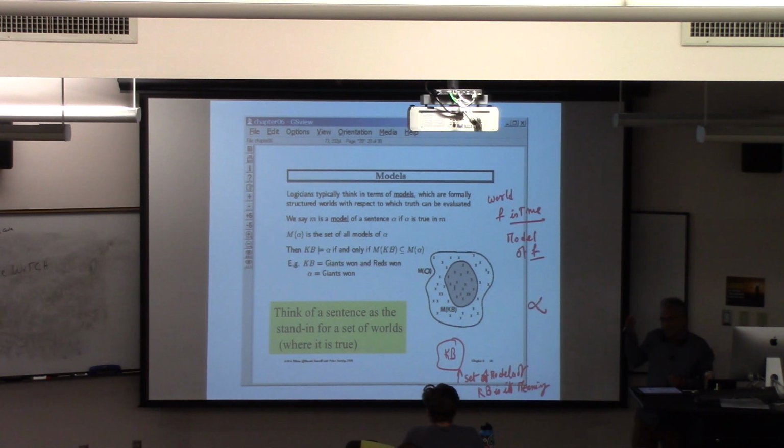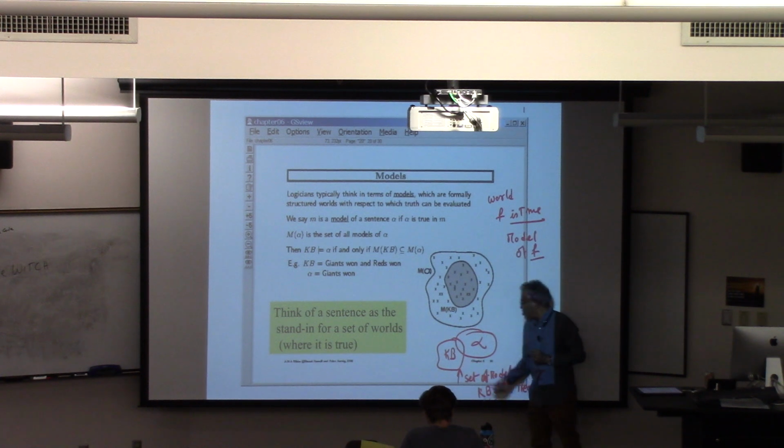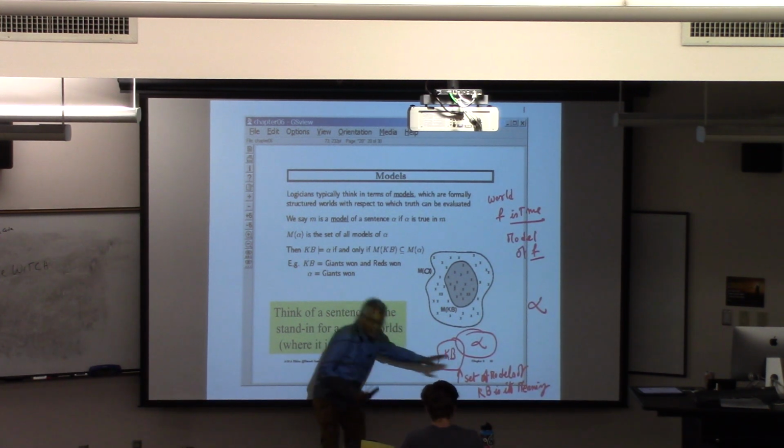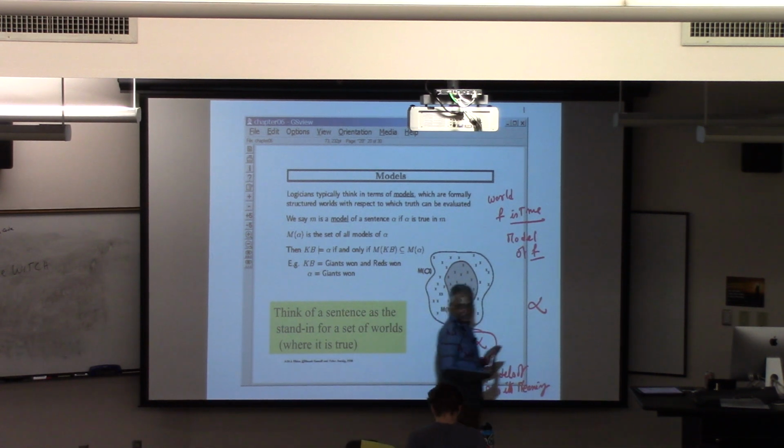Alpha itself is another set. If I'm trying to write alpha as a sentence, then it has a set of worlds where it is true. So let's see if I can do this. Suppose this is the set of worlds where alpha is true. Can I say that alpha can be written to be true because the knowledge base is true? When I said the knowledge base is true, that means I am in one of the worlds here. Do you understand what I'm saying?